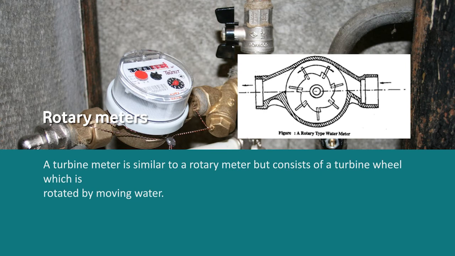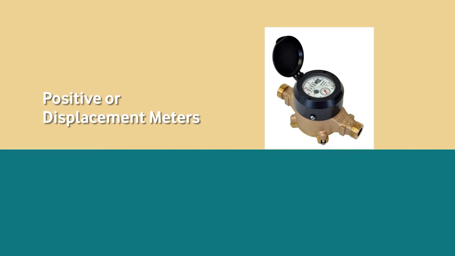by moving water. The figure below shows a rotatory type water meter. Positive or displacement meter.